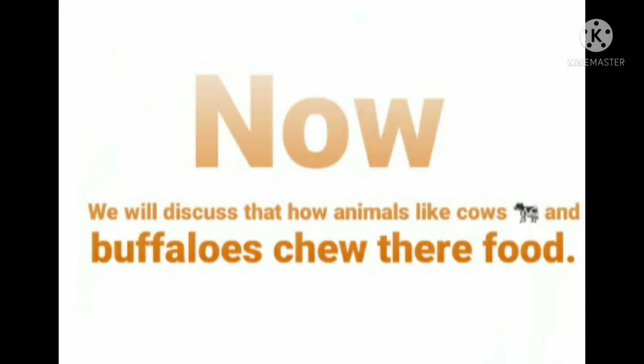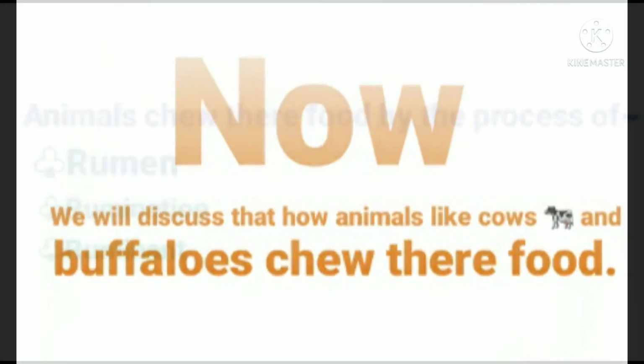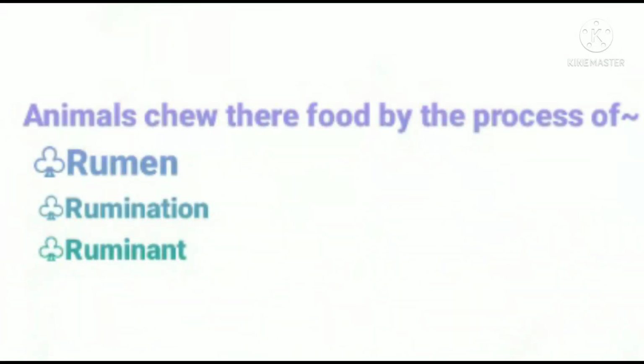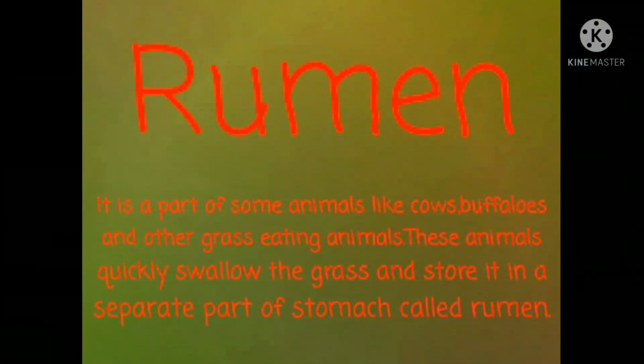Now we will discuss how animals like cows and buffaloes chew their food. Animals chew their food by the process of rumination, and are called ruminants. Rumen. It is a part of some animals like cows, buffaloes, and other grass-eating animals. These animals quickly swallow the grass and store it in a separate part of the stomach called the rumen.